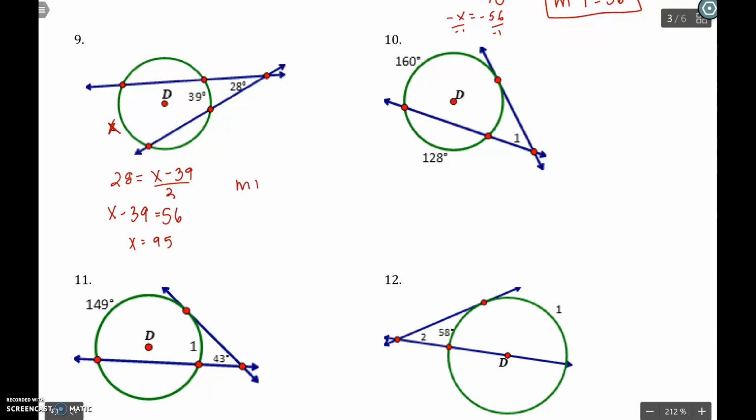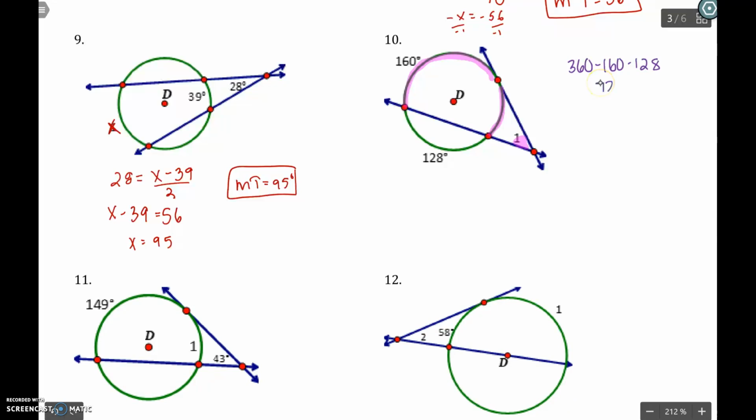And so the measure of arc 1 is 95 degrees. All right. Same concept on 10, except when we look at where angle 1 is that we're looking for, it intercepts two arcs, which are here and here. We have the further arc is 160, but we don't have the closer arc. Now keep in mind, the arcs all add up to 360. I have two of them, so if I subtract those from 360, I'll get the third one.